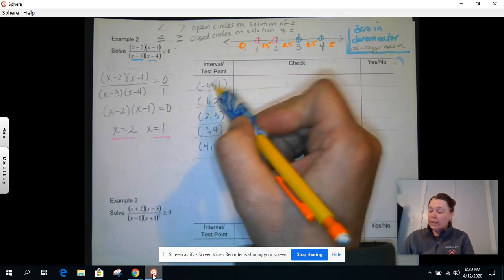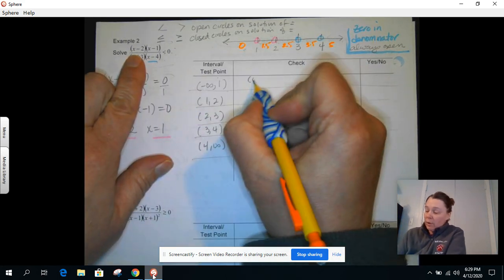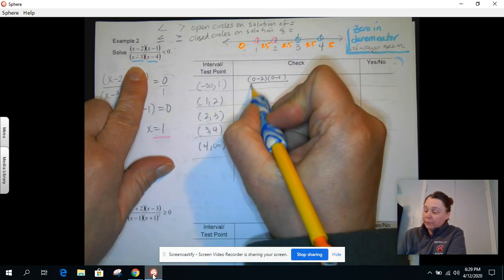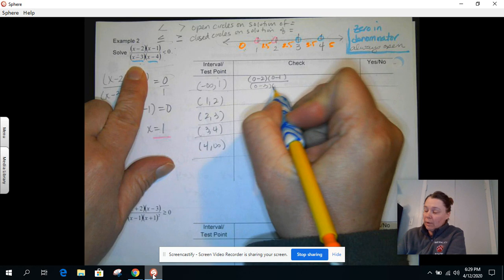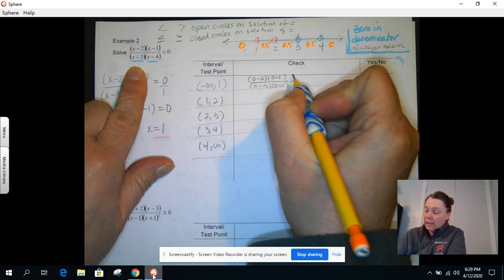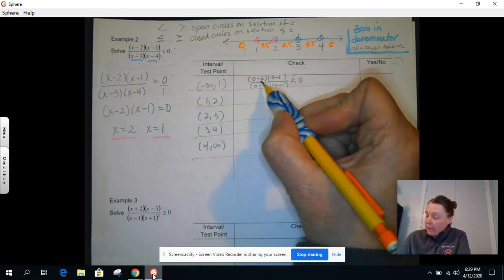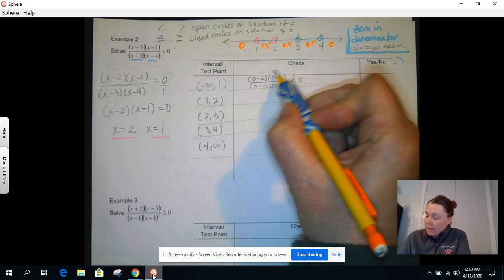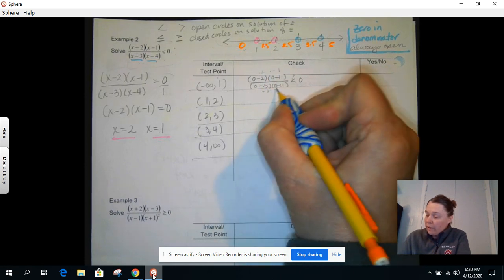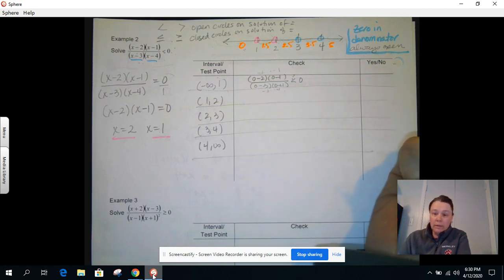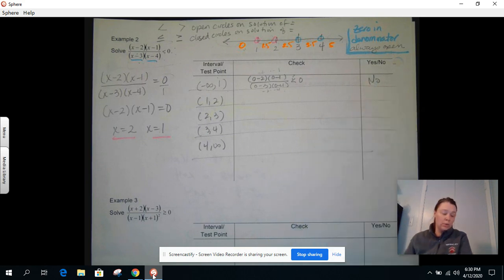So if I were to plug 0 in here, I would have 0 minus 2 times 0 minus 1 over 0 minus 3 times 0 minus 4. And I would want to know, is this less than 0? When I think about this, it's negative 2 times negative 1, and negative 3 times negative 4. This is 2 negatives and 2 negatives. It's going to be positive. There's no way that's less than 0. So this is not a solution.